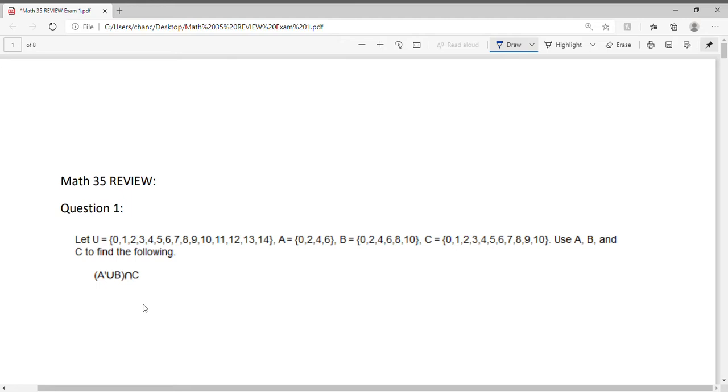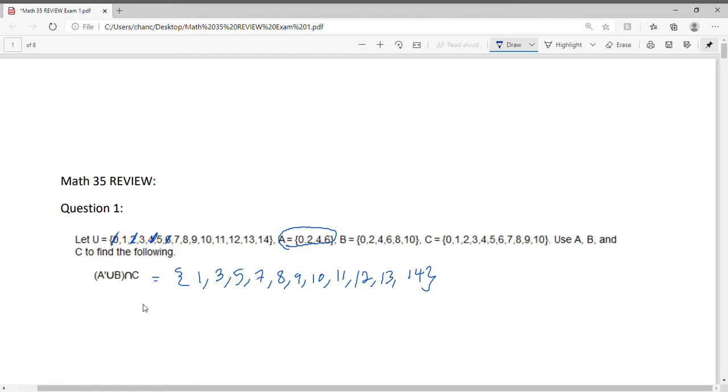So the first step is to find A complement, and recall A complement is everything that is not in A. So I need to look at our universe and take out everything that is not A. So A complement would be everything that's not A, and that's 1, 3, 5, 7, 8, 9, 10, 11, 12, 13, and 14. So that's A complement.